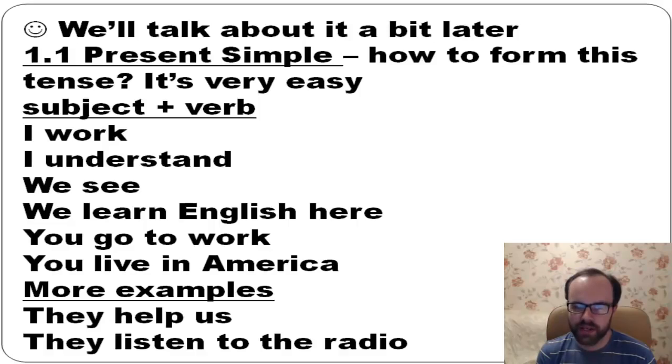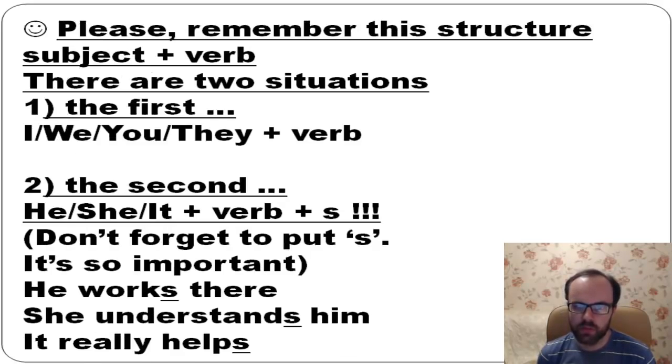It's very easy. Subject plus verb. For example, I work, I understand, we see. We learn English here. You go to work. You live in America. More examples. They help us. They listen to the radio. Please remember this structure. Subject plus verb.